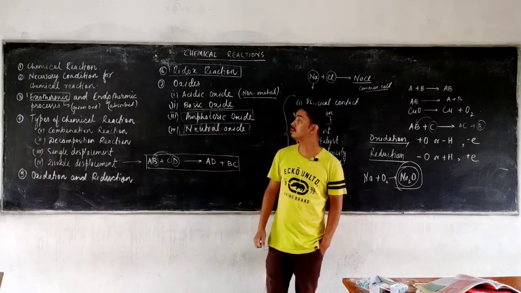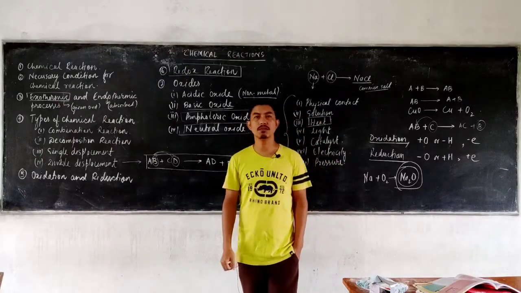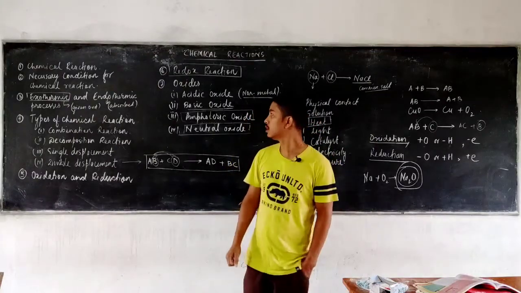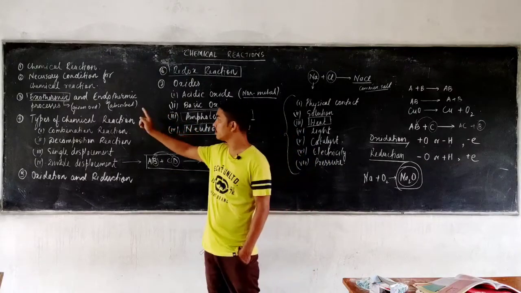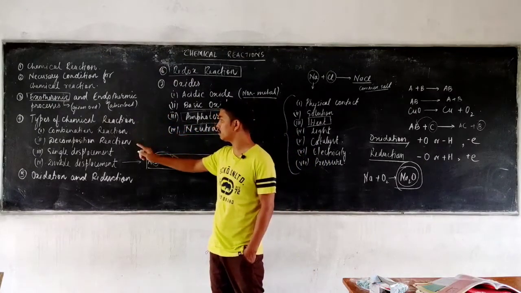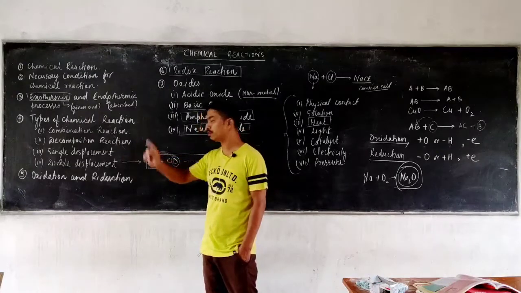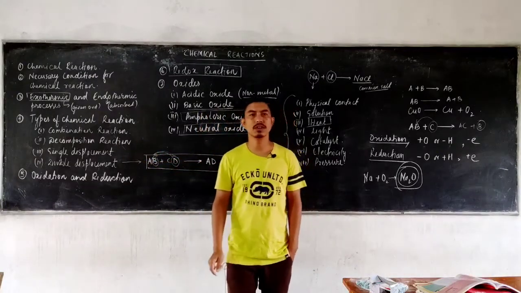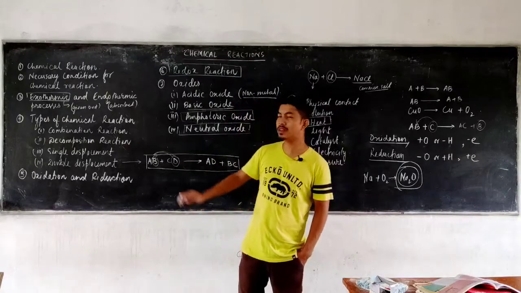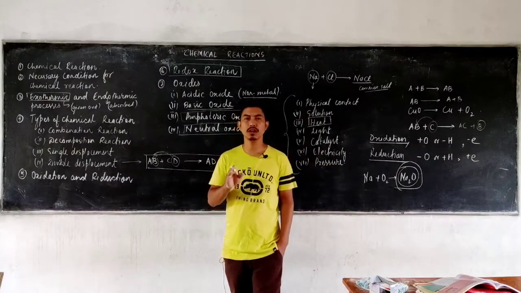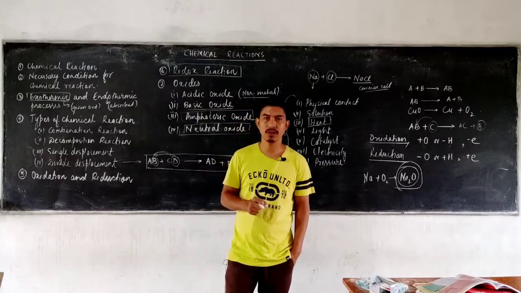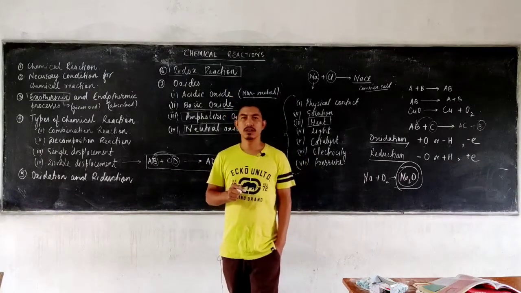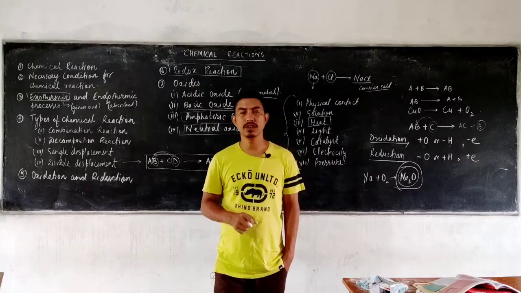So this is a very simple chapter, but there are many chemical reactions for you to learn. So what you will do is learn the definitions of exothermic, endothermic, combination, decomposition, single displacement, double displacement, oxidation, reduction, amphoteric oxide, everything, but everything with an example, with a balanced chemical equation as well. If you do that much, you will be done with this chapter.